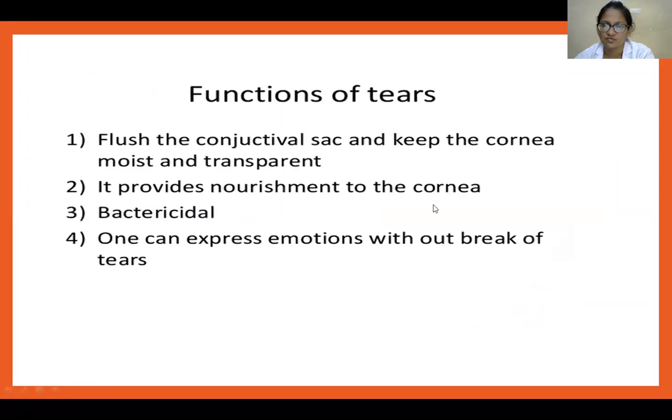Okay, and what is the main function here? The lacrimal gland flushes the conjunctival sac and keeps the cornea moist and transparent. Okay, functions of the tears. What is the function of the tears? To flush the conjunctival sac and keep the cornea moist and transparent. It also provides nourishment to the cornea.